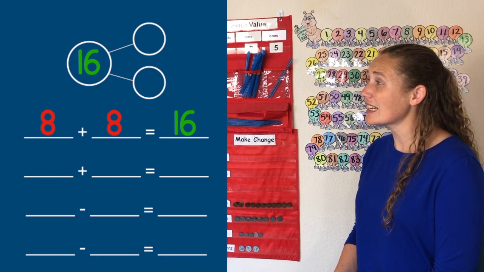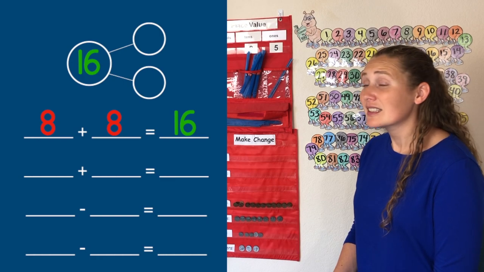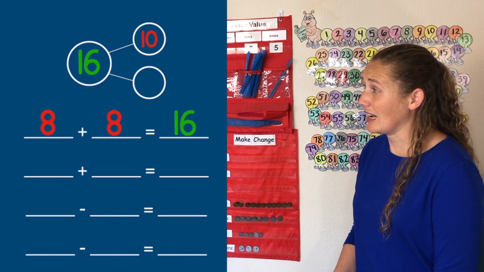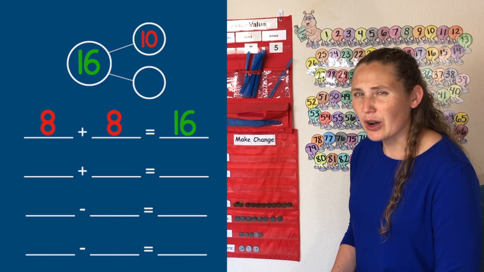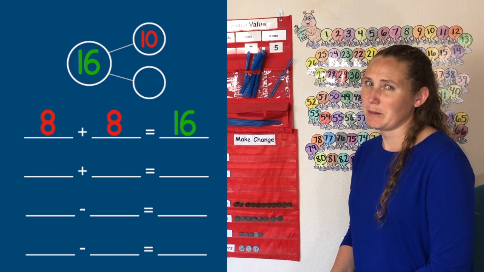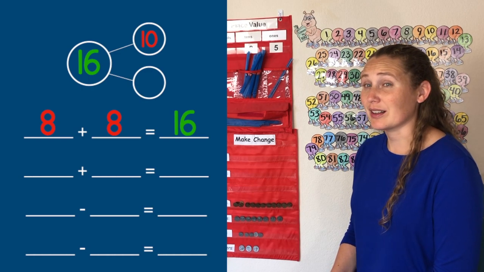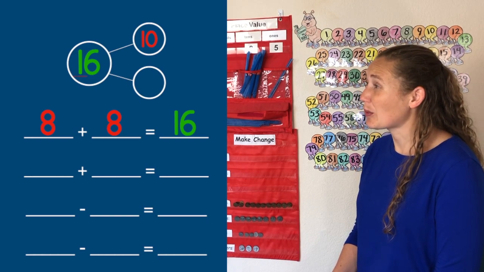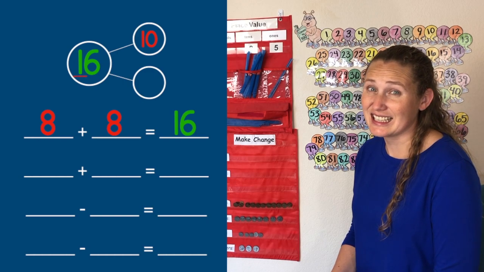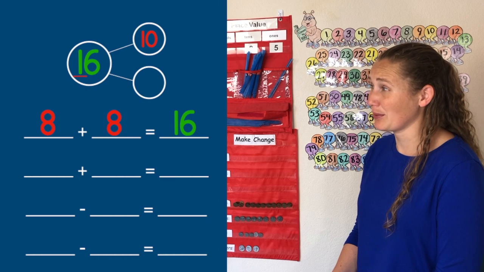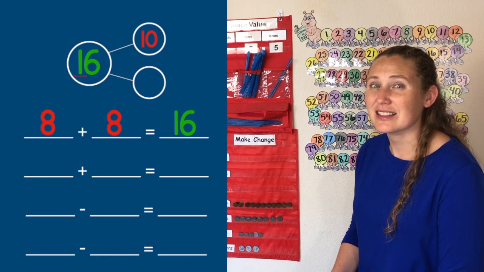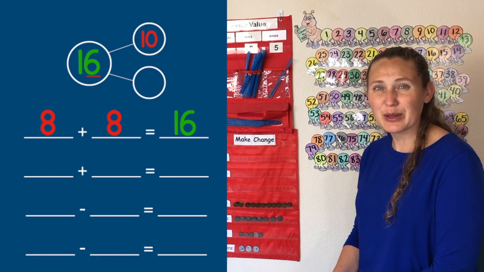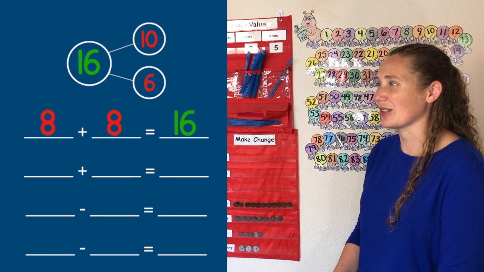We'll keep the 16 in the big circle. This time, let's put 10 in one of the small circles. 10 in one circle. What would go in the other small circle? Well, 10 is 1 ten. There's 1 ten in 16, 1 in the tens place. How many is in the ones place? 6. So let's put 6 in the other small circle.